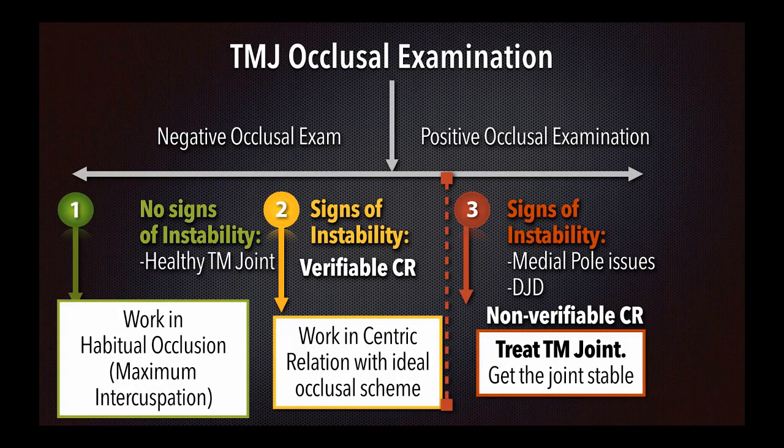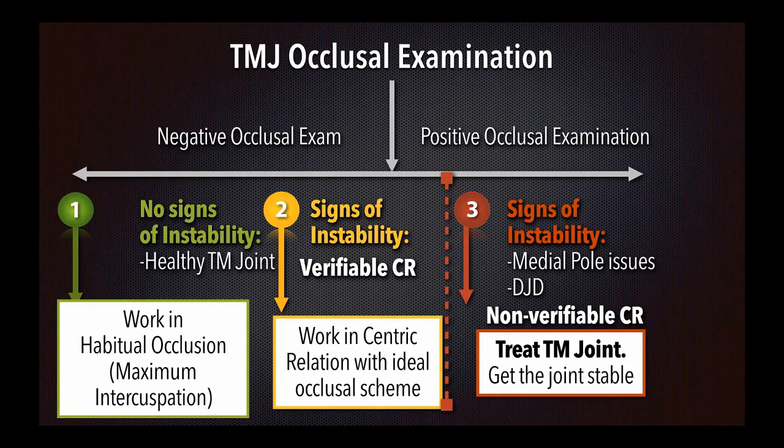So one of the things that I want you to think about is that as we do that TMJ occlusal examination, we have really two possibilities. We can either go and have a negative occlusal exam, and if you go all the way over to that green light, if there are no signs of instability and that patient has a healthy joint, this is the person that we can work in their habitual occlusion or in their maximum intercuspation, their MI.